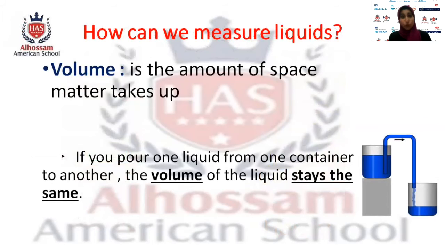How can we measure liquids? Volume. Volume is the amount of space matter takes up, or volume is the amount of liquid. If we pour a liquid from one container to another one, the volume will stay the same. When we pour a liquid from one container to another, the volume stays the same. The amount of water stays the same.